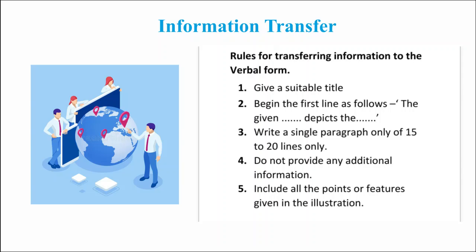What are the rules for transferring information to the verbal form? We can put them as 5 important rules. The first rule is you have to provide a suitable title. A title is a must. A suitable title is provided.